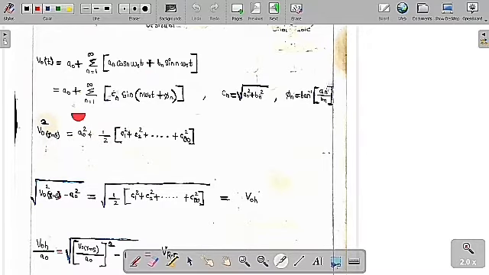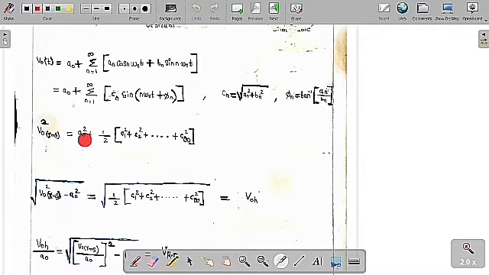Therefore we are going to get A naught square plus the RMS of the remaining terms, which is V naught RMS square equal to A naught square plus 1 by 2 of C1 square plus C2 square up to C infinity square. These are the terms that we are going to get. So by using the fundamental relation, V naught RMS square is equal to A naught square plus half of C1 square plus C2 square up to C infinity square, by using the basic formula relation.